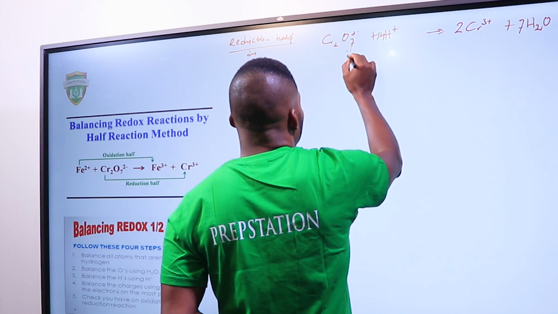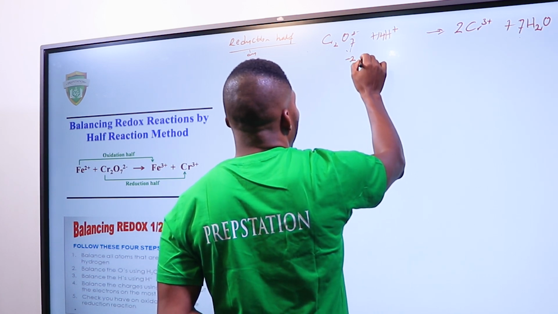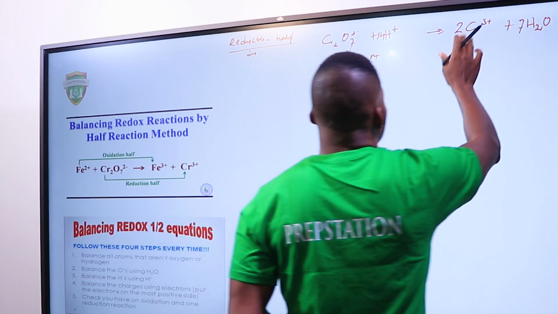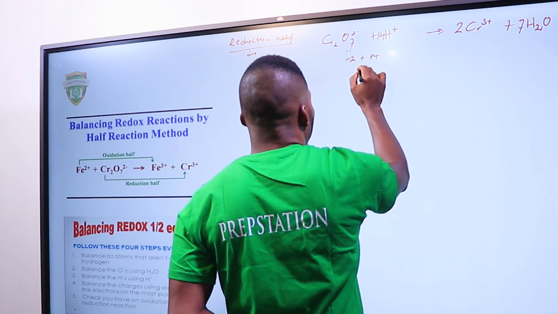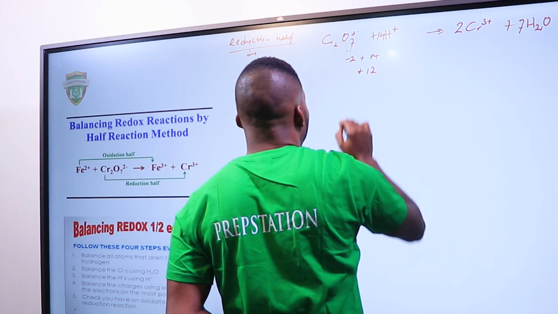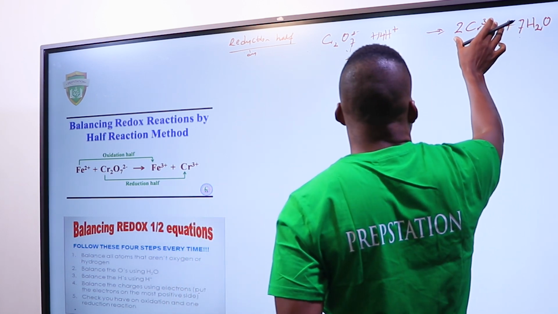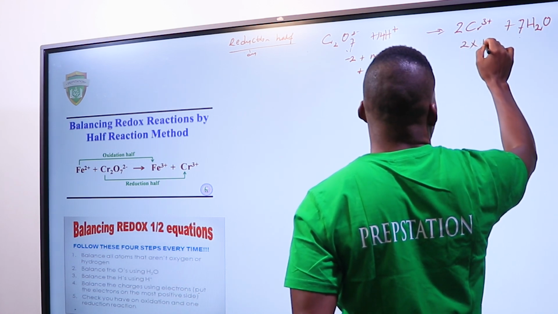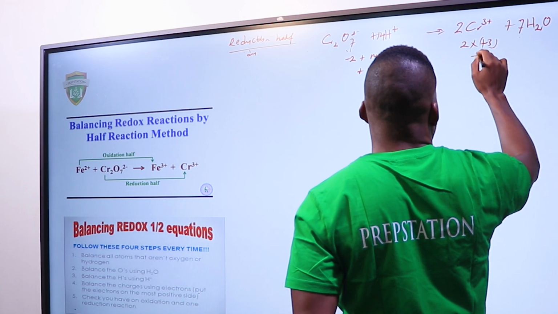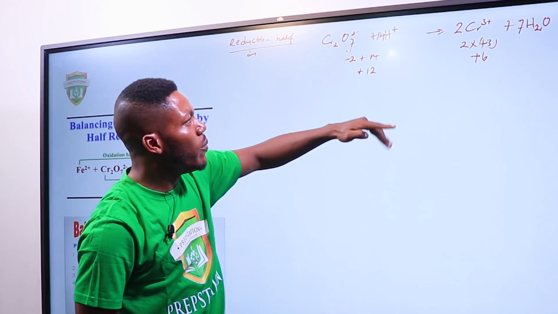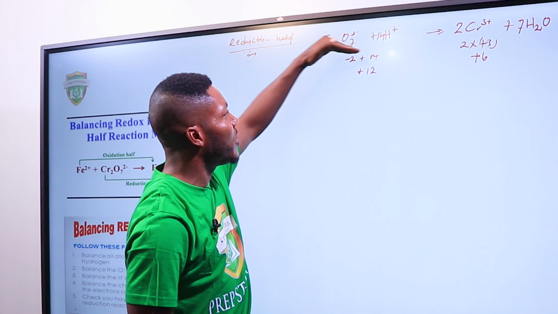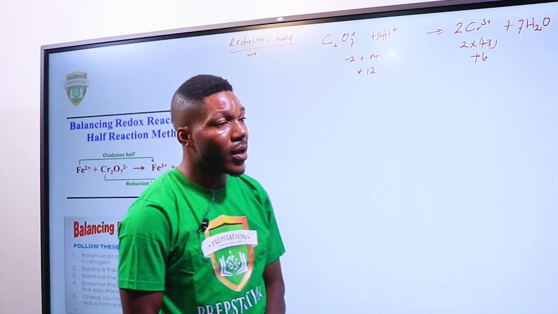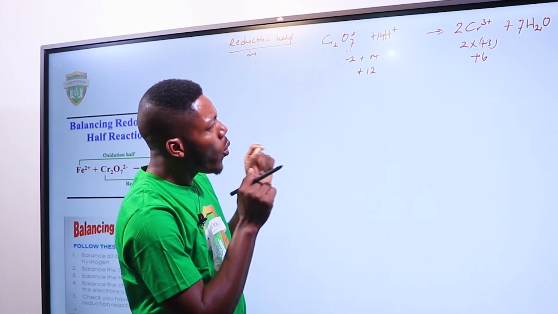So the number of charges we have is minus 2 plus 14. The number of charges is equal to plus 12. Don't forget. But here we have a charge of just plus 6, which is 2 times plus 3. That gives us plus 6. I'm looking for a way to make sure that I have an equal number of charges, both at the reactant and also at the product. Is that okay? So at this point now, what will I do?